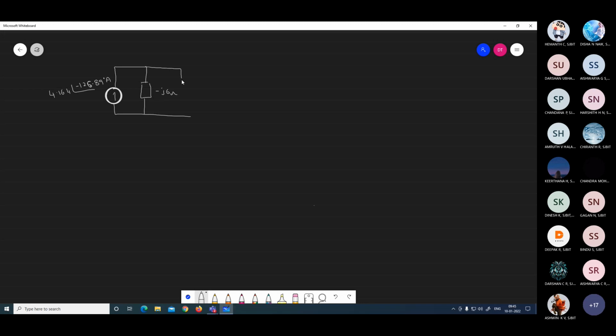Here you have to connect the load resistance, this is your 5 ohm. In this branch, you have to find out what is the IL. There is a current division formula, you know. That is IN, 4.164 at minus 126.89, into minus j6 divided by the sum of the resistances, minus j6 plus 5. After simplification, we'll get 3.1988 at an angle of minus 166.69 degree amps. You have to find out like this.